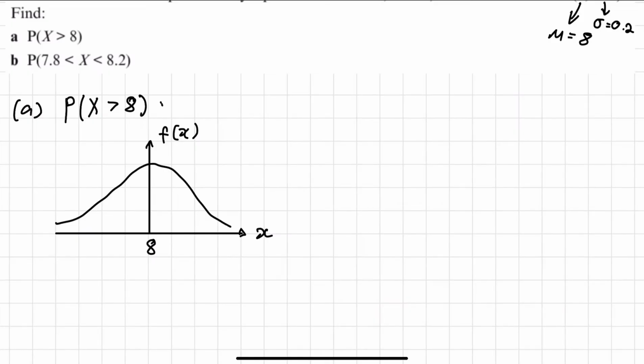We're looking at all the values where it is greater than 8. We know 8 is our mean and it is symmetrical about this point. That means that this side of the graph is 50% and this side of the graph is 50%. We are interested in all of this half of the graph where it is greater than 8. And as we know, it is symmetrical about the mean, median, and mode. This is 50%. So the probability that x is greater than 8 is just 0.5.